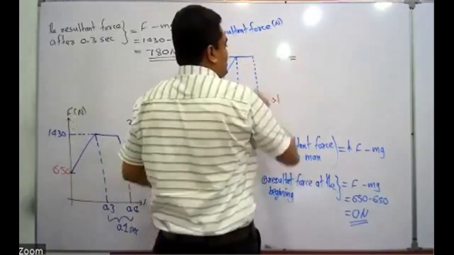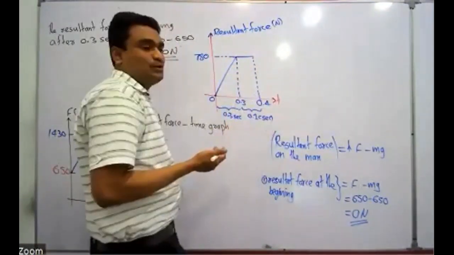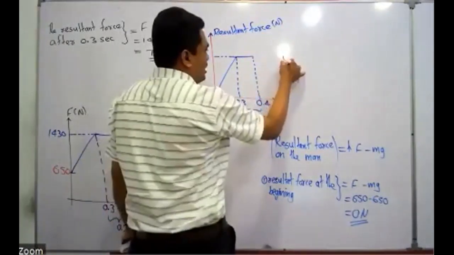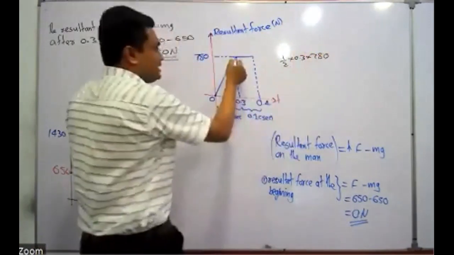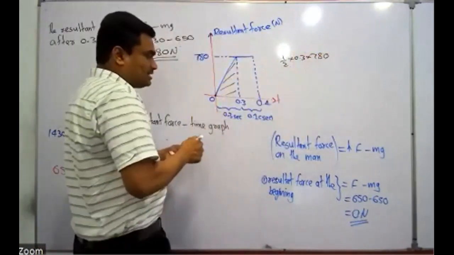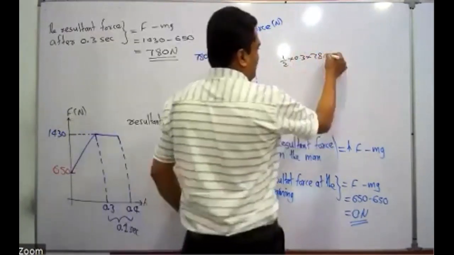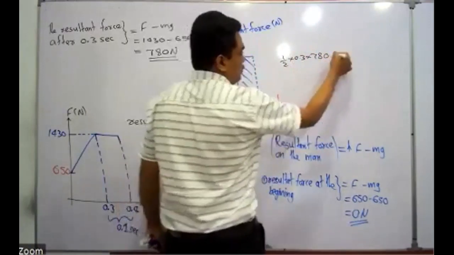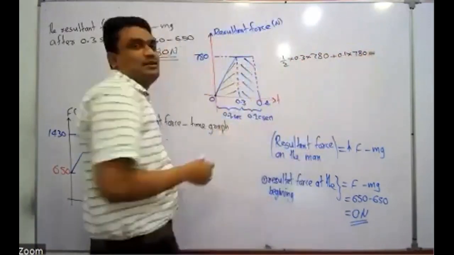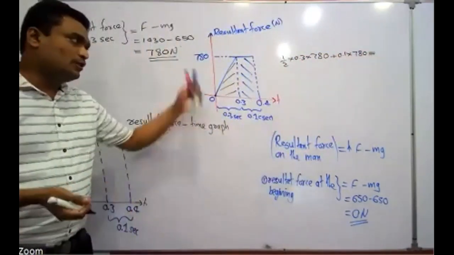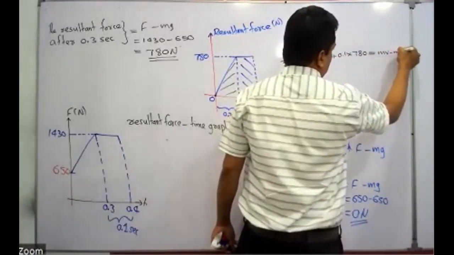What is the area under this graph here? You can take a triangle and a rectangle, normally that's how I do it. I don't use a trapezium. So half into base 0.3, perpendicular height 780, that is the area of the triangle, plus the area of the rectangle, length 0.1, height 780. But if you want, you can consider it as a trapezium. Change in linear momentum is mv minus mu.